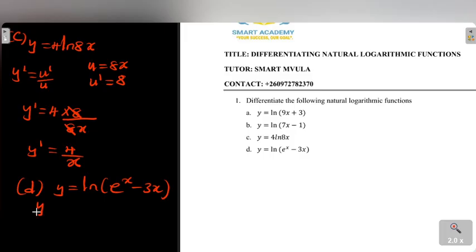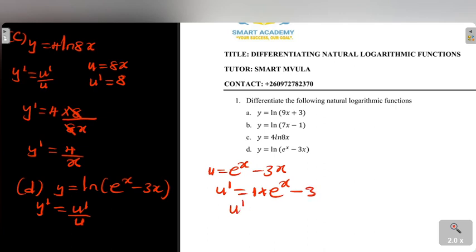We know that y prime should be equal to u prime over u, where u will be equal to whatever we have inside our brackets. So u will be equal to e to the power x minus 3x. Then we can obtain our u prime by differentiating our exponential function. Whenever you're differentiating an exponential function e to the power x, you differentiate the power, which gives 1, then multiply it with the original function, e to the power x, then minus the derivative of 3x, which is just 3.